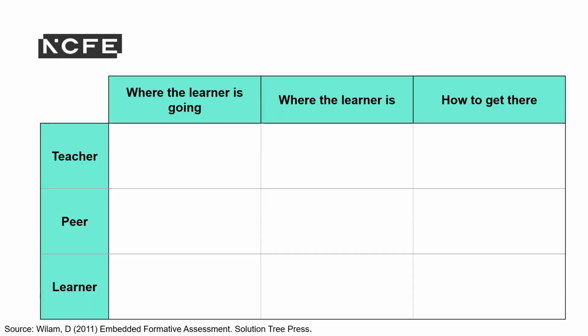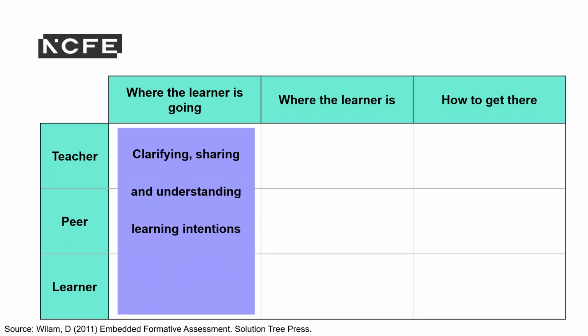So these 5 assessment for learning key strategies are designed to let the teacher and learners know, firstly, where the learner is going with their learning, secondly, where the learner currently stands with their learning, and thirdly, how to get them from where they are to where they need to be.